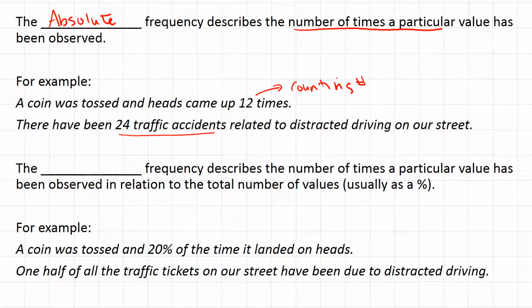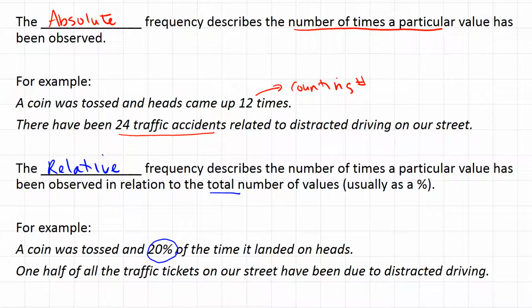On the other hand, relative frequency describes the number of times a particular value has been observed in relation to the total number of values. So you're making a comparison between how many you've measured and what the total is. So if we go back to the coin example, the coin was tossed and 20% of the time it landed on heads. So that means that you are comparing how many heads compared to the total. So a percentage will always do that for you.